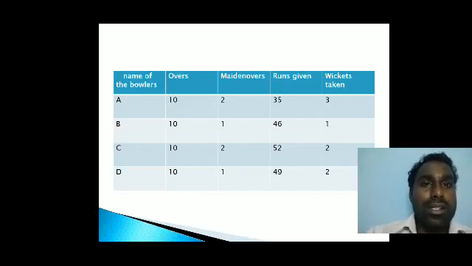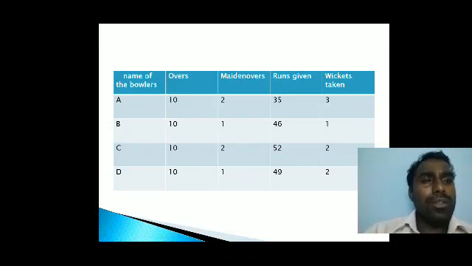Next, the same way, B also bowled 10 overs, and only 1 maiden over, and he gave 46 runs and took 1 wicket. C bowled 10 overs, 2 maiden overs, 52 runs, and took 2 wickets. Next, D is also the same way: 10, 1, 49 and 2. So from this, what do you understand actually?